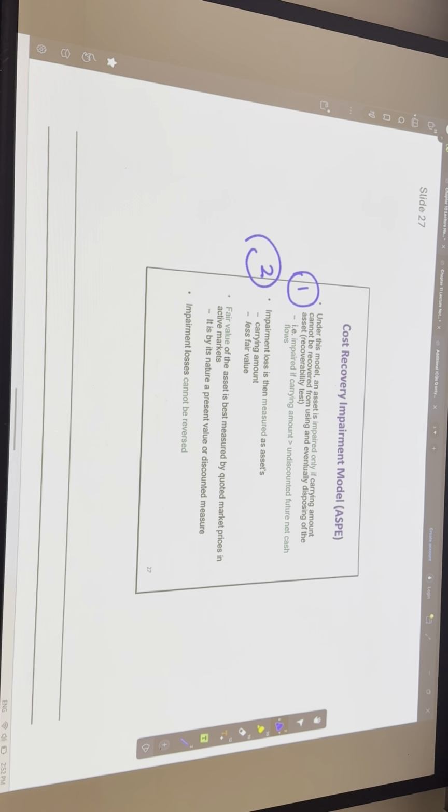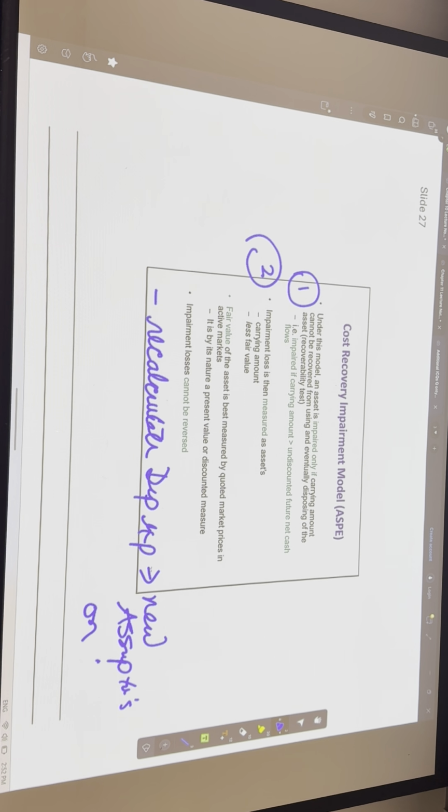Now, can I reverse that loss, you guys? The answer is no, you cannot. ASPE says once you write it down, you're not going to reverse. Now, once you write it down, you guys, you are going to recalculate depreciation expense based on new assumptions on useful life and residual value. So clearly, once we write it down, you're going to recast the depreciation, right? Because obviously the asset wasn't as good as you thought, okay?